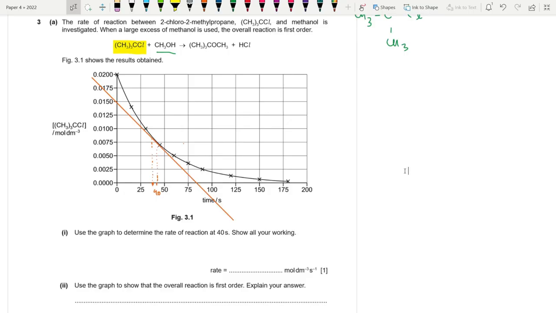0.0150 divided by 8-ish. It should be around 1.7 into 10 power minus 4. So yeah, this should be a bit lower. I think the first one was fine. Somewhere around here. Yeah, if you wanted to draw a perfect graph, my first graph was okay actually. It's something like this. Okay.